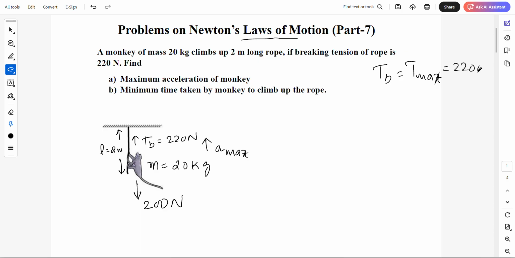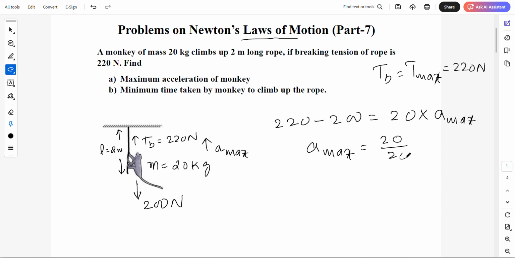That is equal to 220 newtons. Now let us apply Newton's laws of motion: the driving force 220 minus the opposing force 200 is equal to mass into acceleration. Acceleration is maximum because tension is maximum. Therefore, A max will be equal to 220 minus 200, which is 20, divided by 20. A max is equal to 1 meter per second square. This is the answer for A.